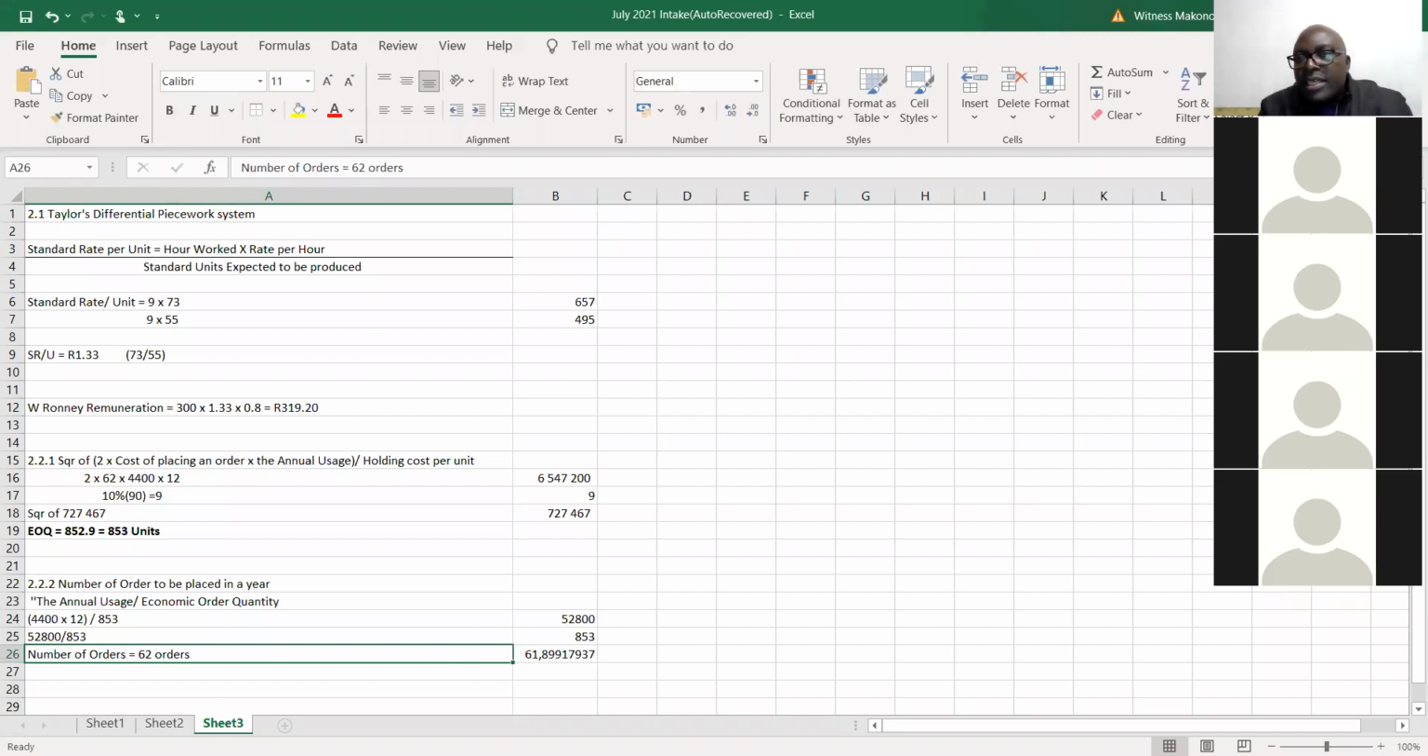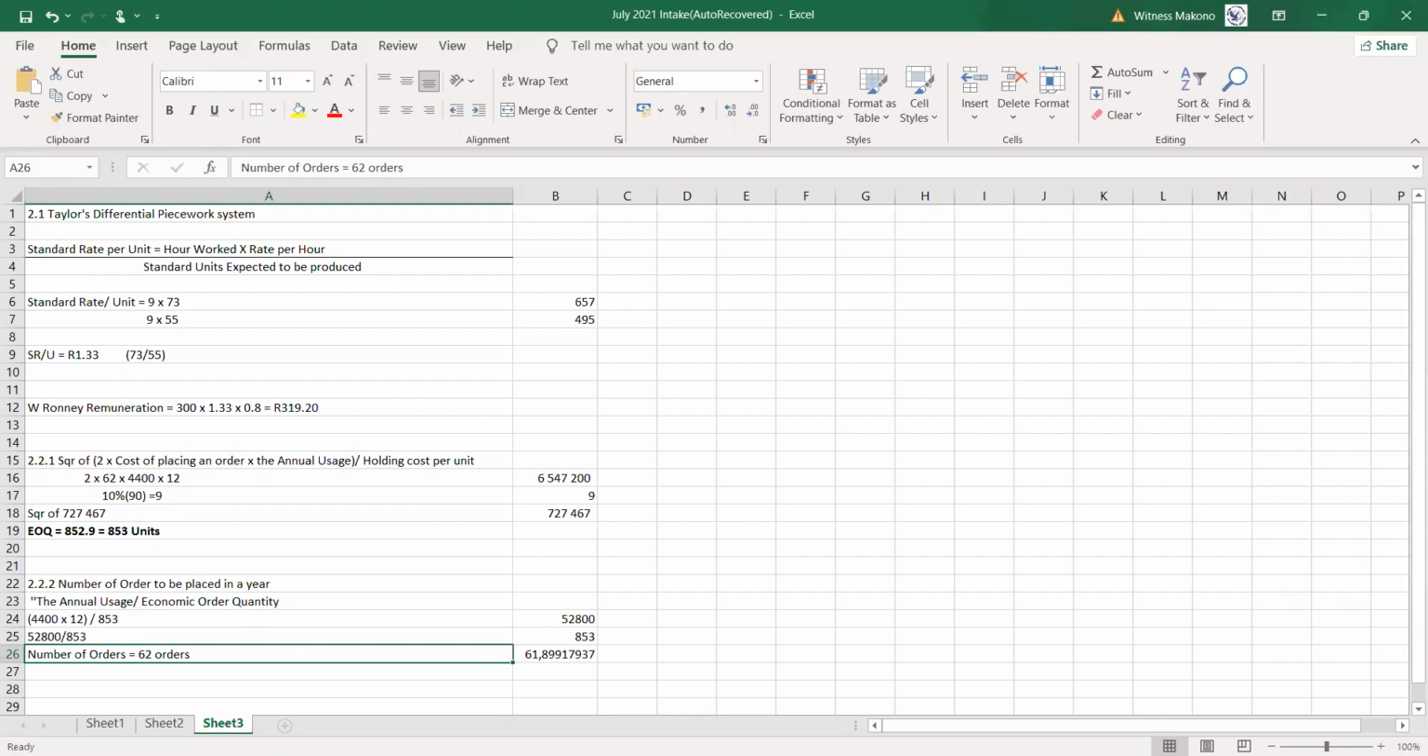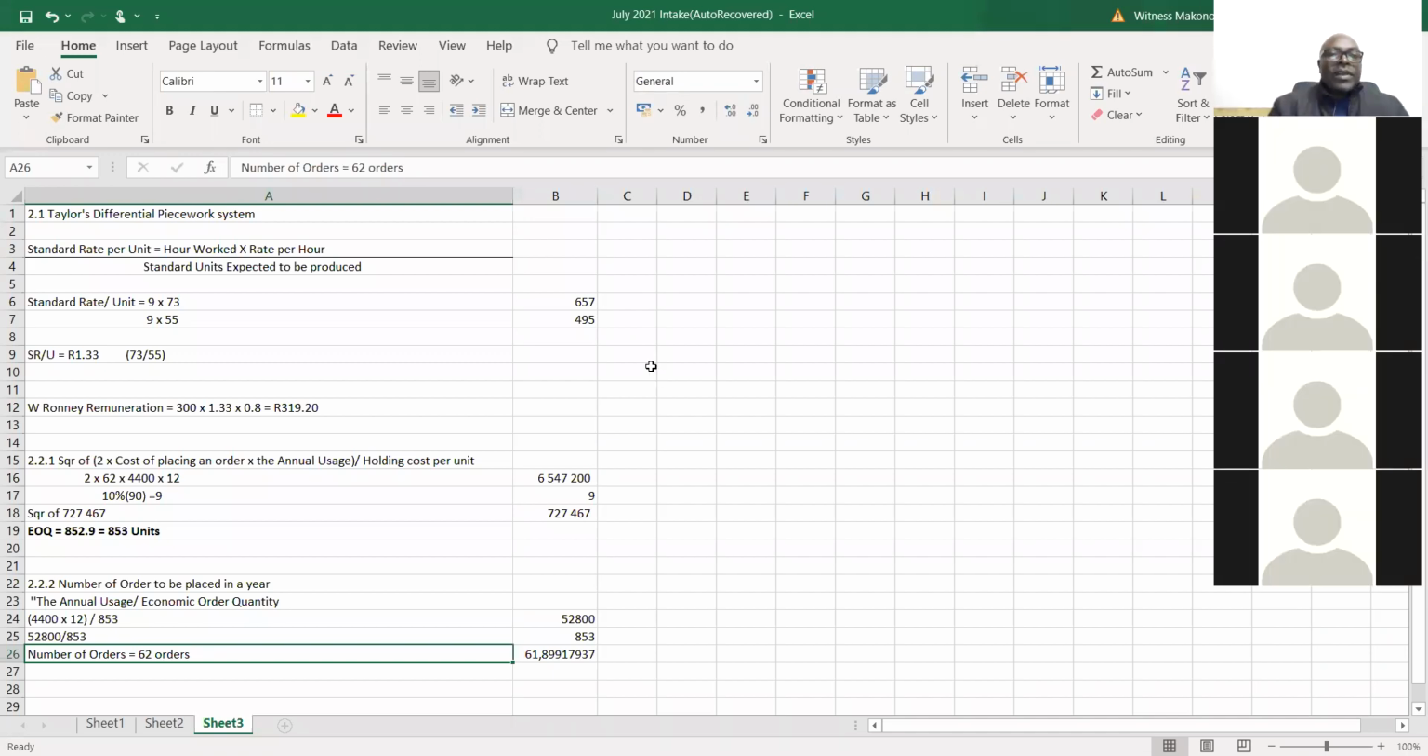Right. That is the question on the economic order quantity. So it's 62 orders, then there are 853 units. So you are done with your question number 2. All right, guys, any question on this? Right, so far, so good.